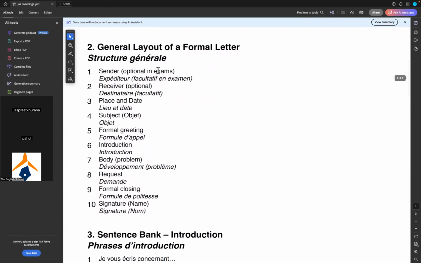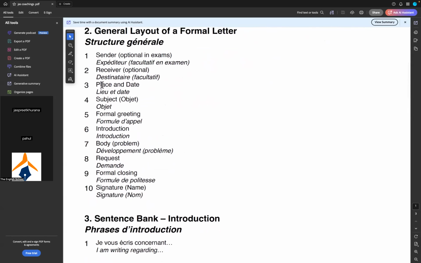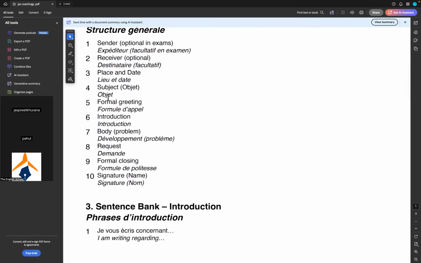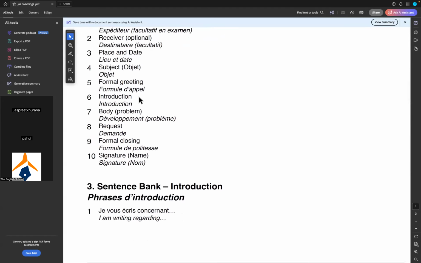Now, general layout of a formal letter. The sender is always optional, like we call it expéditeur. Receiver is the destinataire. Okay, this is again an optional thing. You never get marks on this. Place and date, that is lieu et date. Sujet, object, okay, subject.